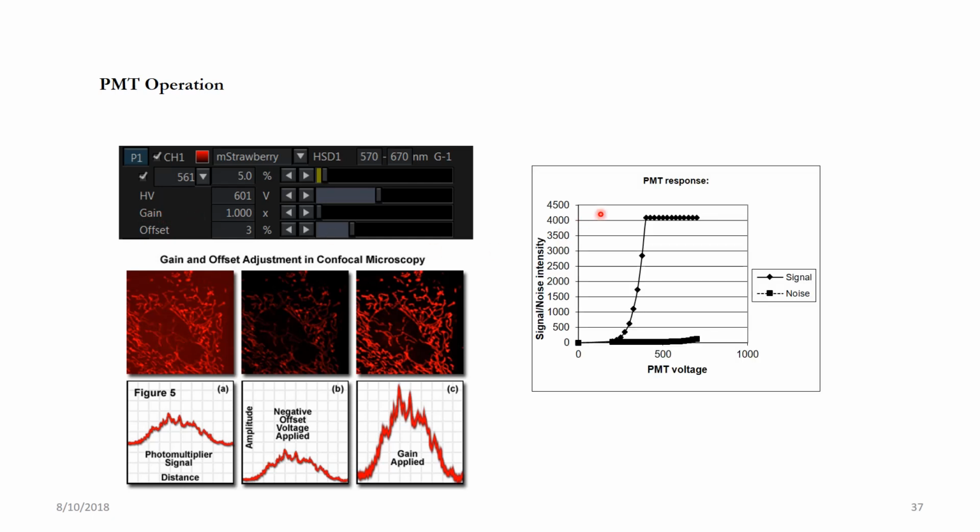Here is an example of how the noise varies with PMT voltage. So this is my first PhD data on microscope, so I am really proud of it. And that's why I wanted to put it up here.